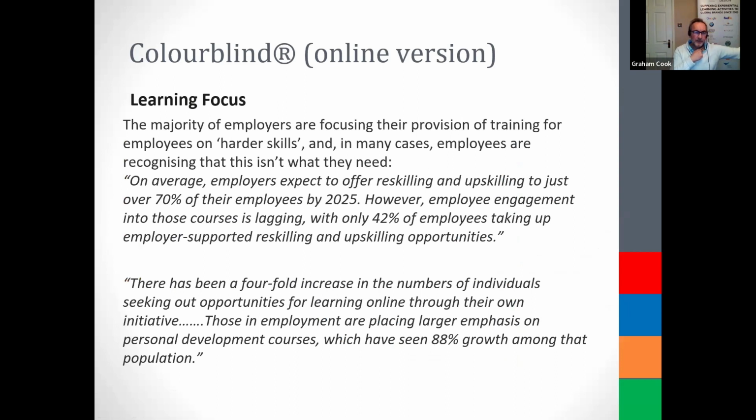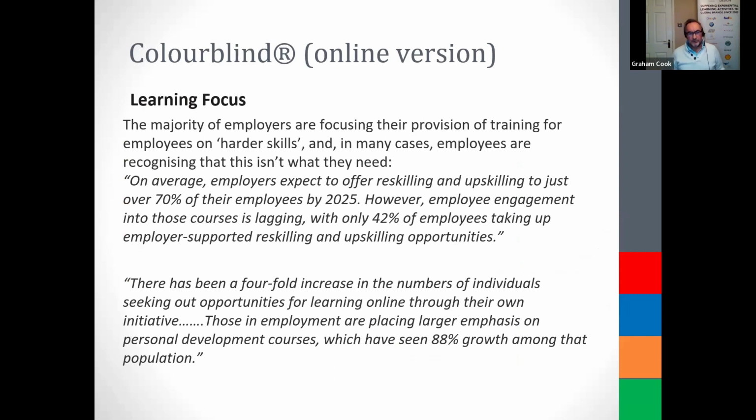A couple of other things that were mentioned by the Economic Forum: the majority of employers were focusing their provision on training for harder skills. 70% were offering reskilling and upskilling by 2025, but employee engagement seemed to be lacking, with only 42% of employees taking up employer-supported reskilling and upskilling opportunities.